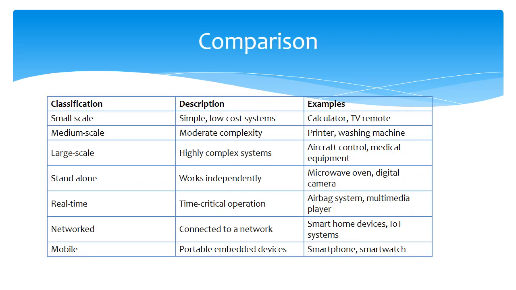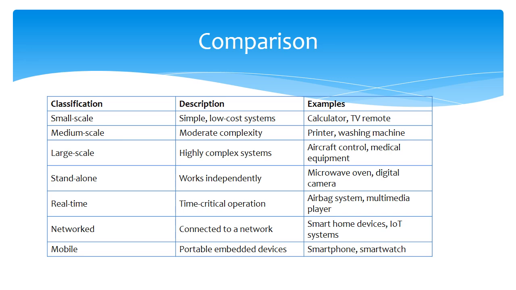This is the comparison that is given. You have the classifications small scale, medium scale, large scale, standalone, real time, networked and mobile. This is mainly based on application and on performance and functionality. A description is given. Small scale is simple and low cost, medium scale is moderate complexity, and large scale is high complexity. We know small scale uses 8-bit or 16-bit, medium scale is 16 or 32, and large scale is 32 or 64 bits.